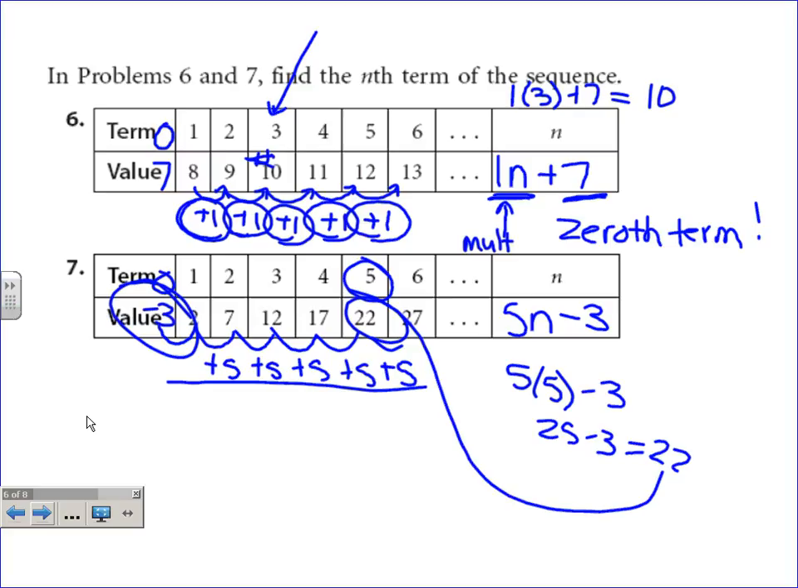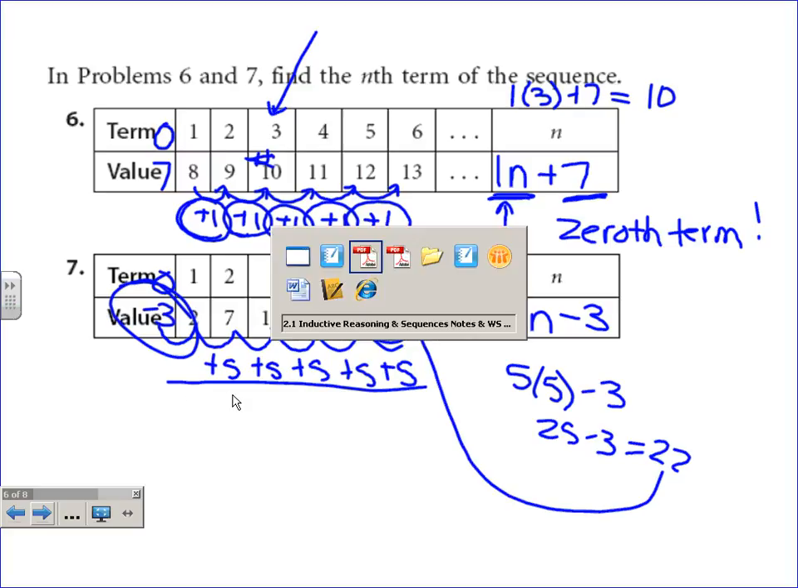Your homework is very similar to this last sheet that you guys just had. In fact, it was so similar I actually accidentally gave it to you as part of the notes.